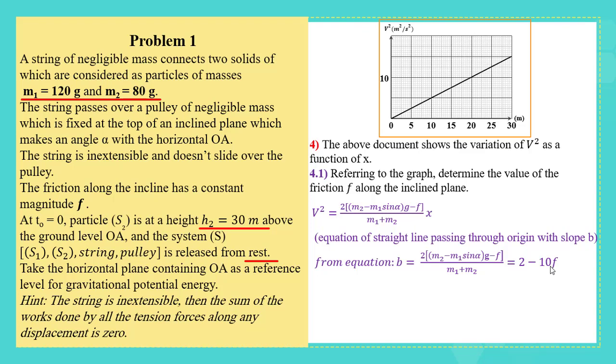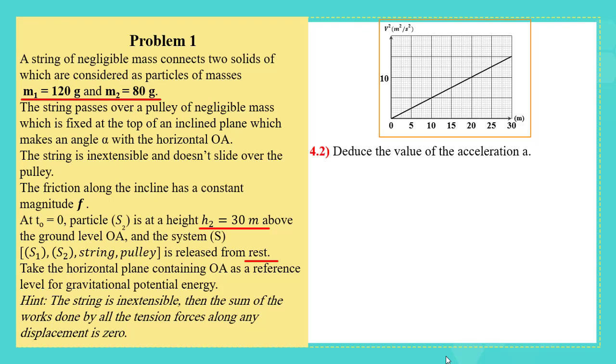From the graph, since they said referring to the graph, it represents a straight line passing through the origin, and its slope can be found by delta v squared over delta x. Taking these values, delta v squared is 10 minus 0, where at this position x is 20, and 20 minus 0, so 10 over 20, the answer is half. Comparing these two answers, half equals 2 minus 10f. Friction f will be 0.15 newtons.